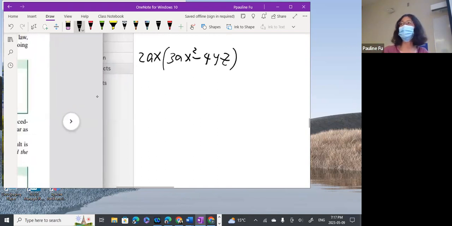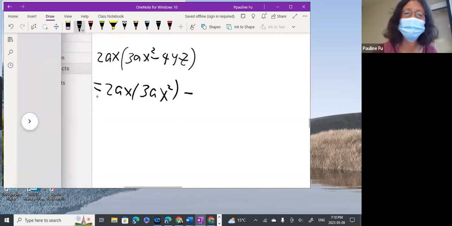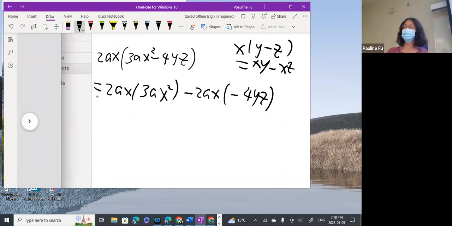Okay, simplify this one. So you use 2ax times 3ax squared minus 2ax minus 4yz. This is because if you have x times y minus z equal to xy minus xz, use this property.